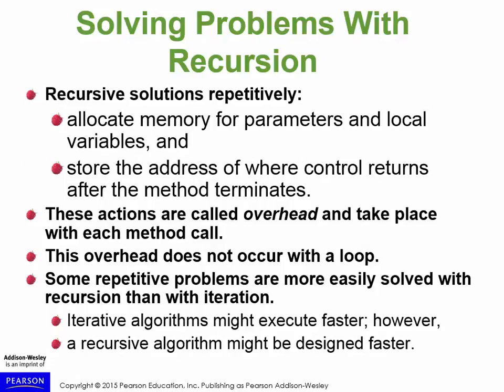The reason for that is every single time the method calls itself, it has to copy all of the variables that it has and put them on the stack. And then as it gets back from that call, it's got to grab those variables again from the stack. And as it says, these actions are known as overhead, and they take place with each method call. You don't have that kind of overhead within a loop.